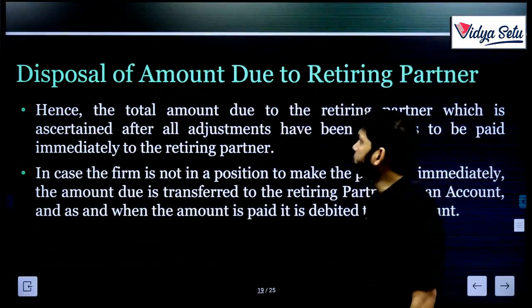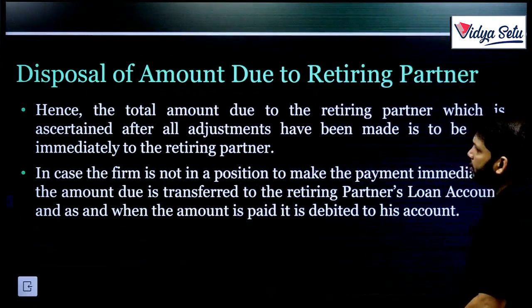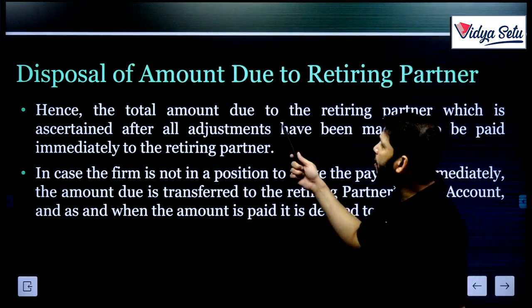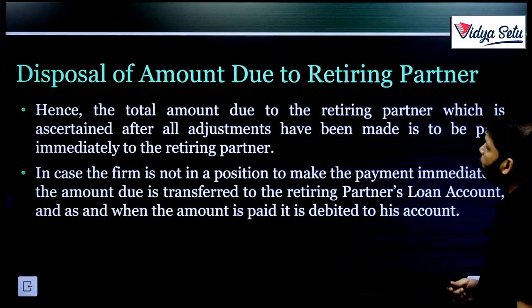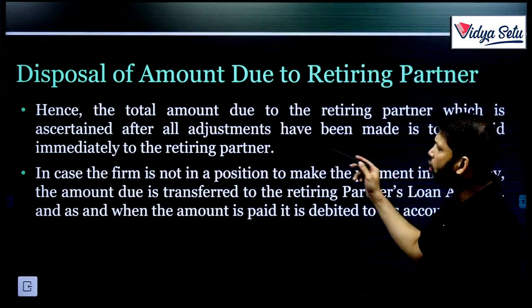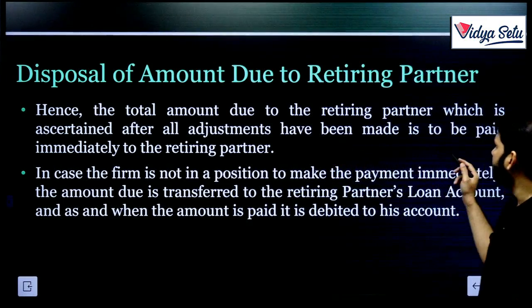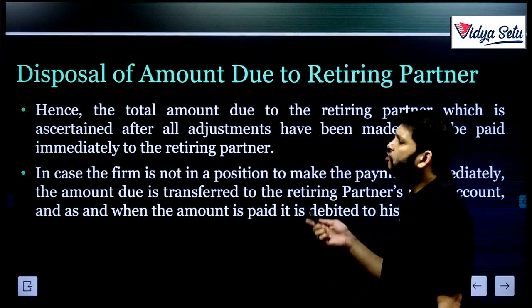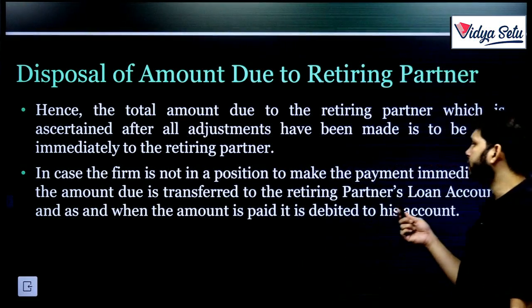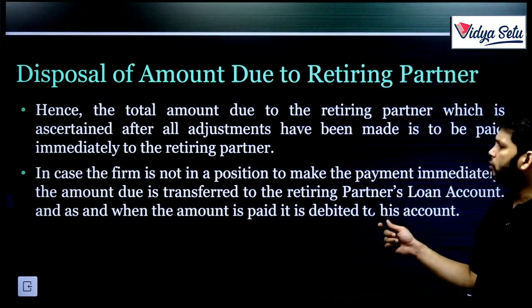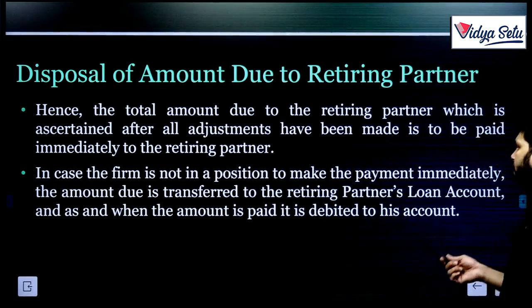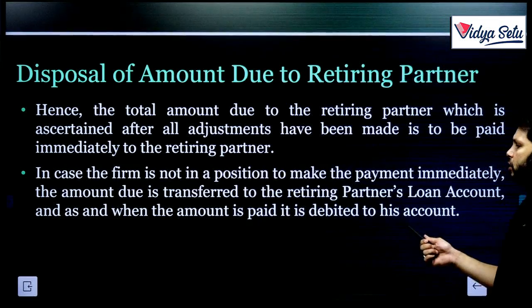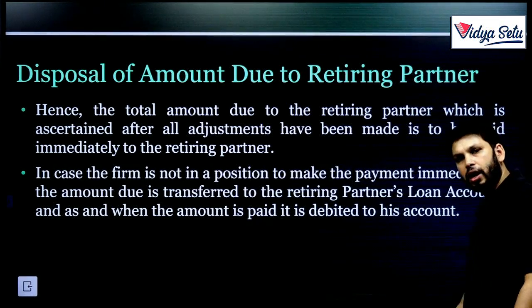Now, disposal of amount due to the retiring partner. The total amount due to the retiring partner, which is ascertained after all adjustments have been made, is to be paid immediately to the retiring partner. In case the firm is not in a position to make the payment immediately, the amount due is transferred to the retiring partner's loan account, and as and when the amount is paid, it is debited to his or her account.